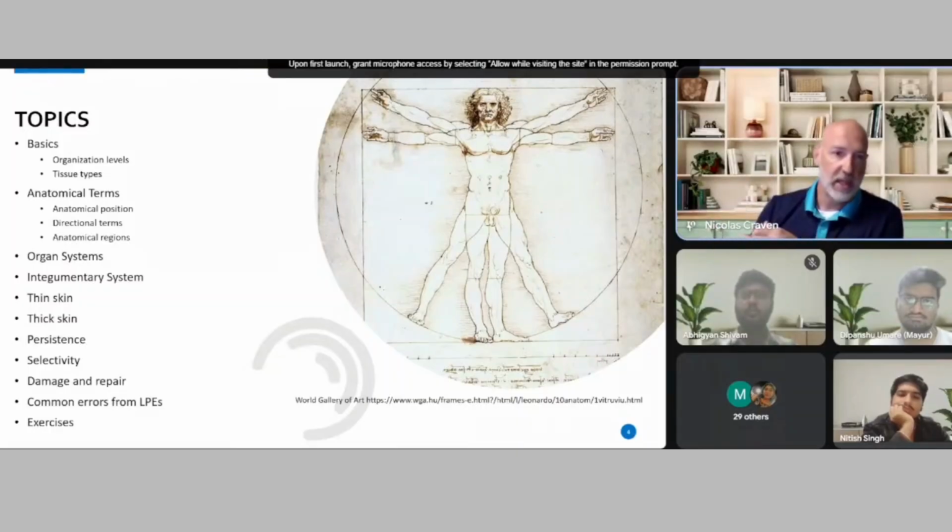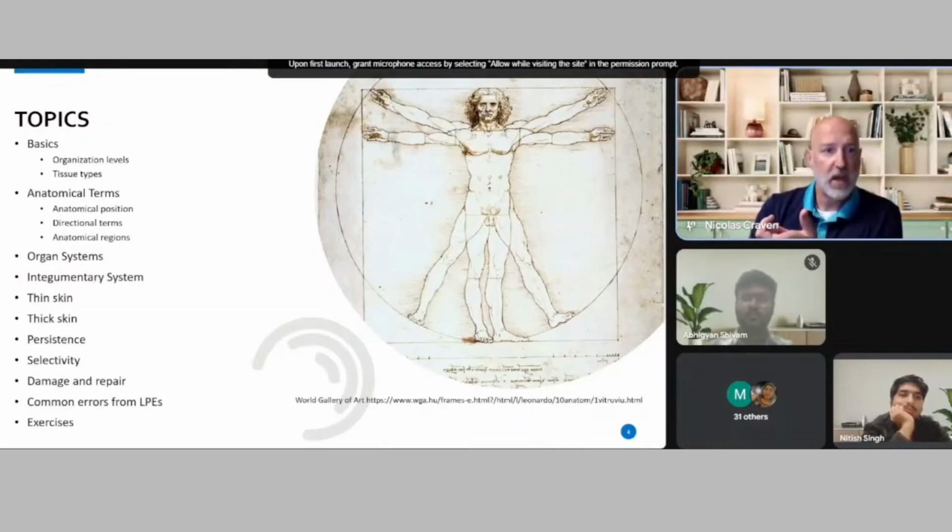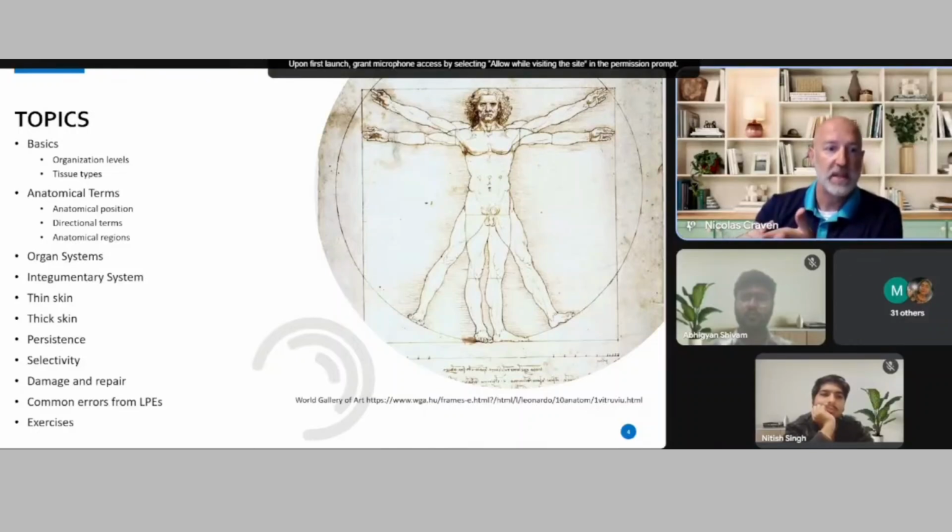We'll talk about the organization levels and tissue types. We'll go into anatomical terms. Again, it'll just be a brief overview of each of those areas. We'll talk briefly about organ systems. The heart of it will be talking about the integumentary system or skin, breaking it down from thin skin versus thick skin. Then we'll talk about the two main areas within fingerprint examination or fingerprint comparison that allow us to make the conclusions that we do, and that has to do with the persistency of friction-ridged skin, and then the selectivity. And again, we'll dive more into that as we go.